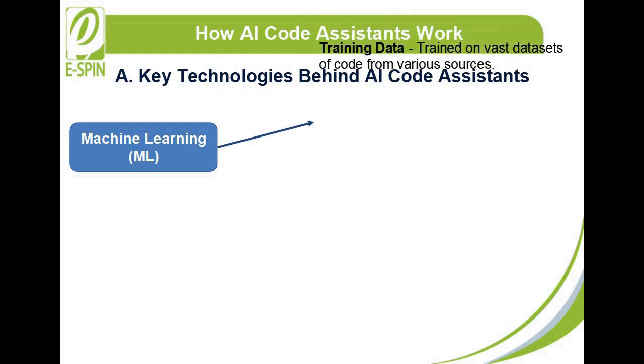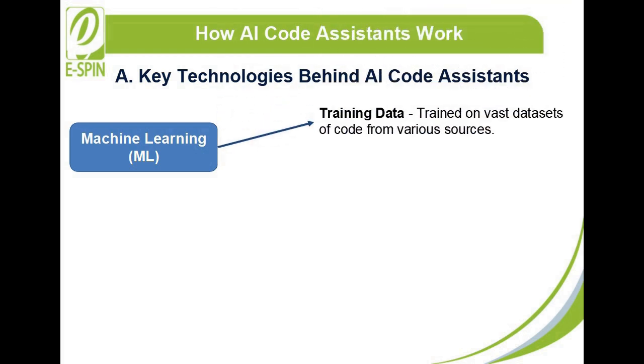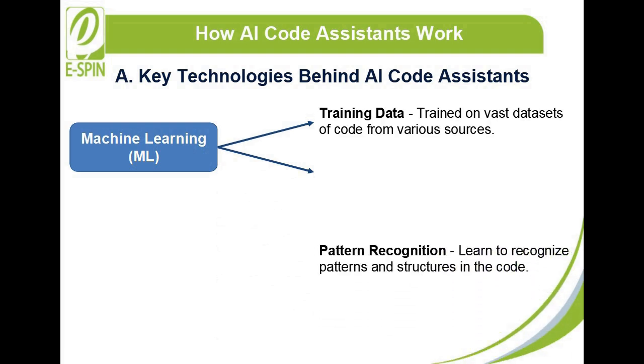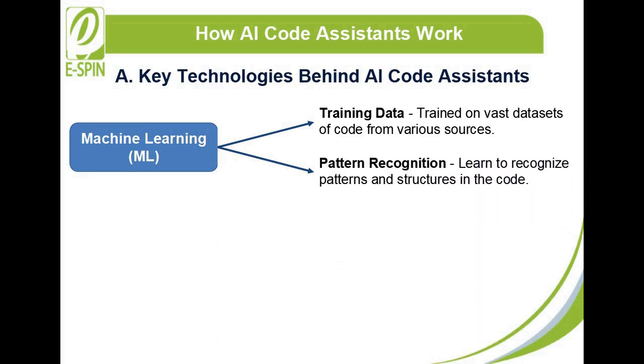Training data. AI code assistants are trained on vast datasets of code from various sources, including open-source repositories, documentation, and educational resources. This training data includes code snippets, entire projects, and even natural language descriptions of code functionality. Pattern recognition. Through machine learning, the AI models learn to recognize patterns and structures in the code. This enables them to predict what the developer might want to write next, based on the context of the current code.